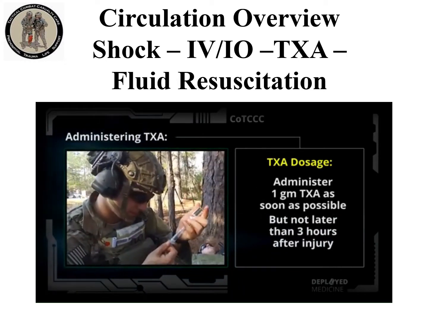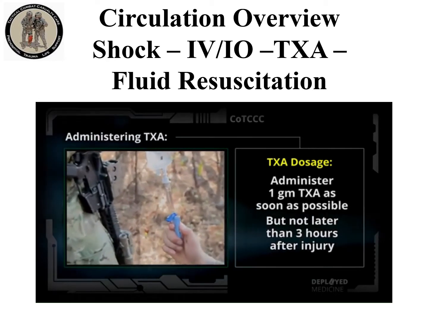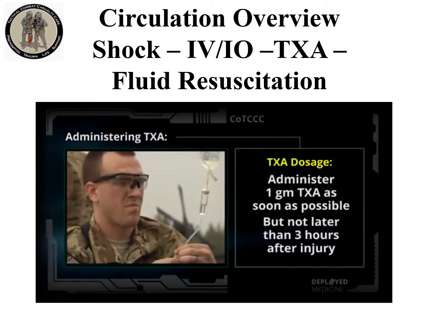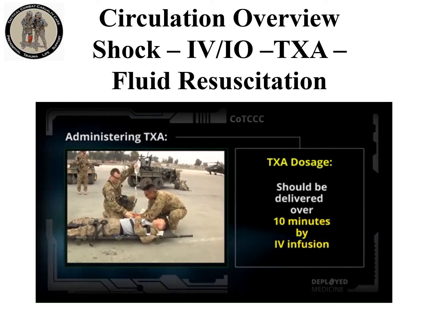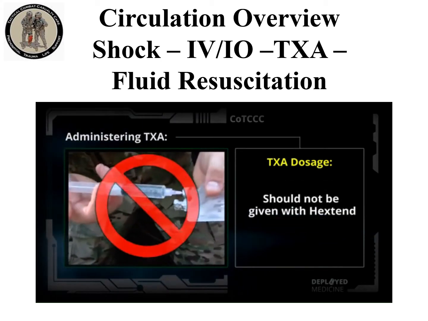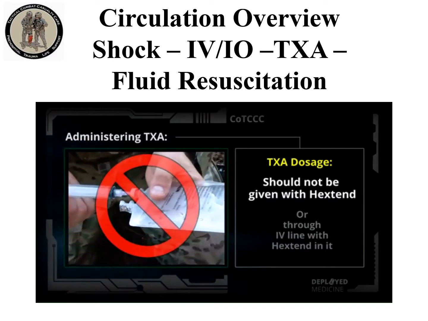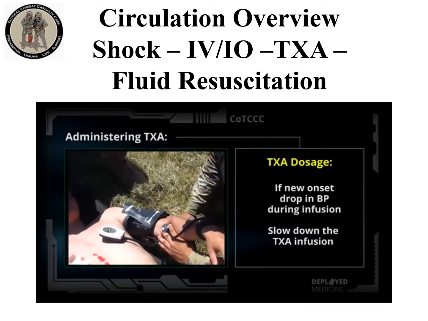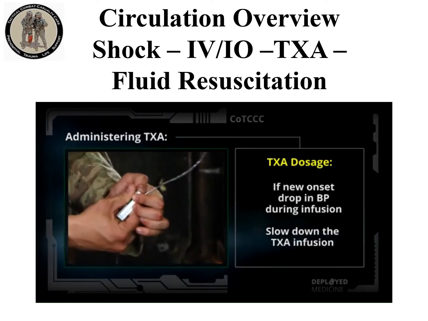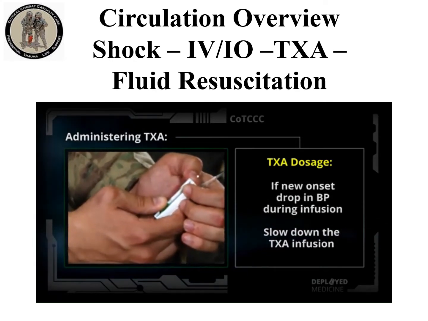Administer 1 gram of TXA as soon as possible, but not later than 3 hours after injury. When given, the TXA should be administered over 10 minutes by IV infusion. TXA should not be given with Hextend or through an IV line with Hextend in it. If there is a new onset drop in BP during the infusion, slow down the TXA infusion.